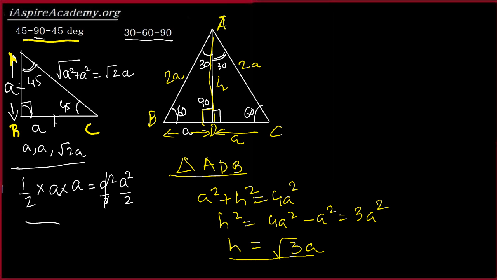So this is one of the properties of a 30-60-90 degree triangle, where the sides are A and root 3 A, where this is 60, this is 30, and this is 90.